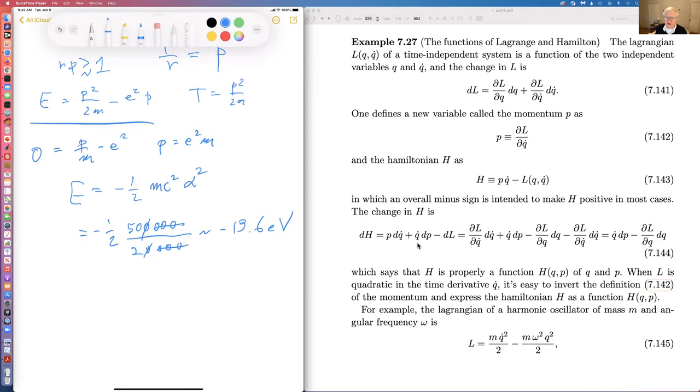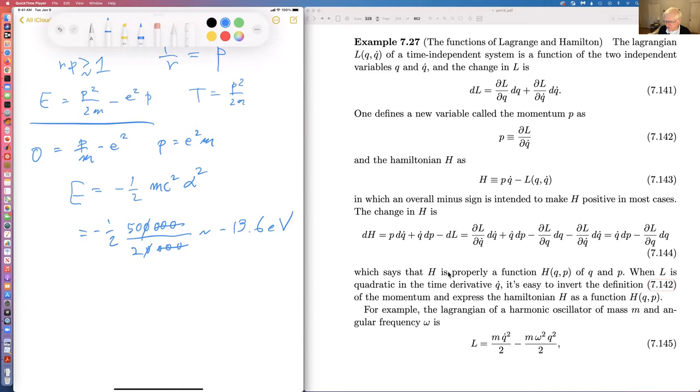And so then you have dH is p dq dot plus q dot dp minus dL. And p is partial L partial q dot, so the first term is partial L partial q dot dq dot. This is q dot dp minus dL. Well, dL is partial L partial q dq plus partial L partial q dot dq dot. And now you have some cancellations. This guy cancels that guy, and you have q dot dp minus partial L partial q dq. So that says the Hamiltonian is a function of Q and P.